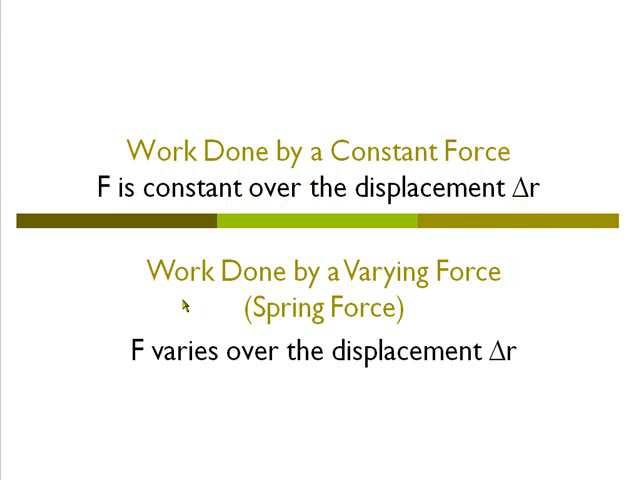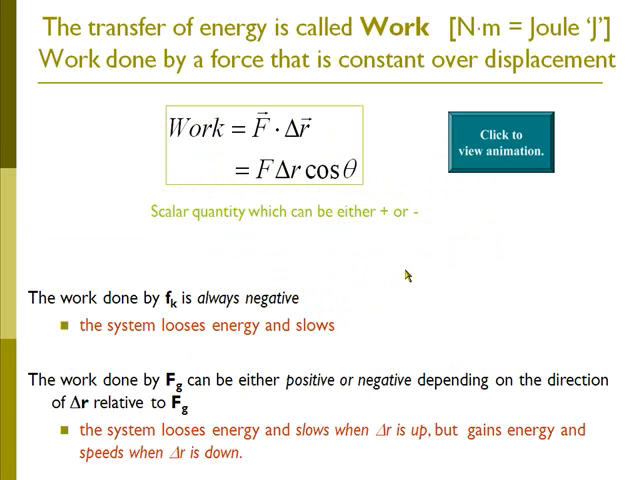We will also consider what happens when the force that does work, in other words, that transfers energy to the object, is a varying force. In other words, a force that varies over the displacement, such as the spring force. We begin with the work done by a constant force.